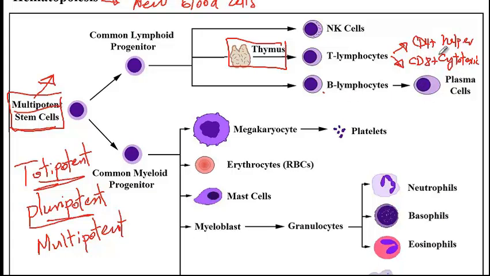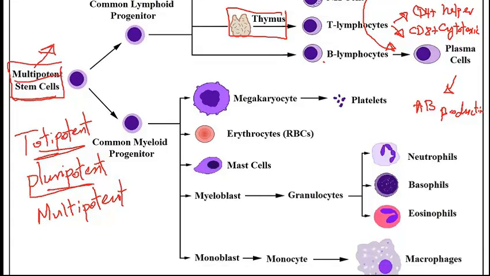Then we have B lymphocytes, which with the help of the helper T cells can convert into plasma cells for antibody production. Again, we will go over the function of every one of these cells in the immunology video of our lecture series. Then we have the common myeloid progenitor cells that give rise to megakaryocytes. And these megakaryocytes are large cells, and they have some blebs that are coming off from their membrane, and this shedding of blebs and cytoplasmic content is what gives rise to platelets.